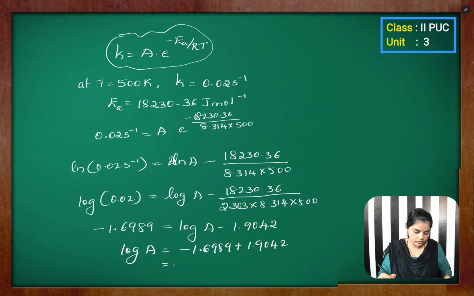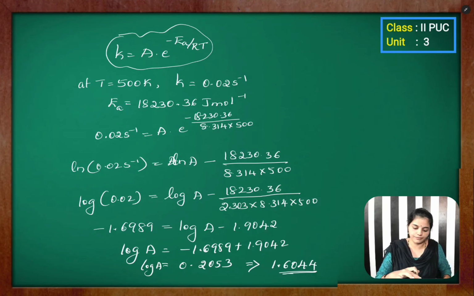This is equal to 0.2053. So log A is equal to 0.2053. Take anti-log using log table. We will get the answer as 1.6044. So this is the value of A. A is 1.6044. That is the Arrhenius factor.